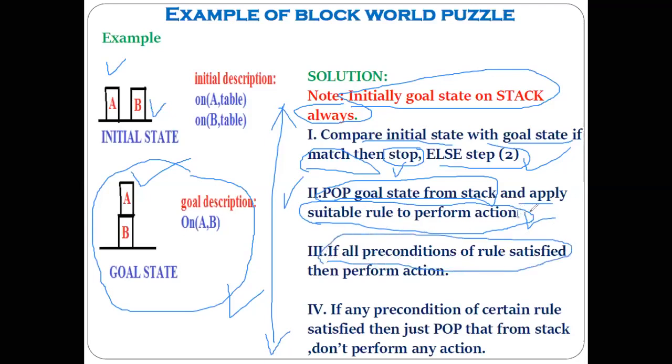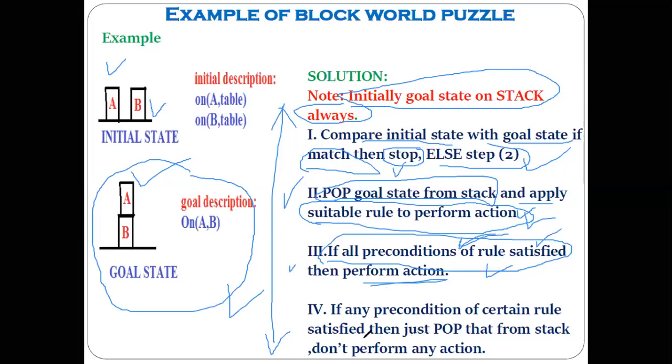Now, this that we said, that we can perform the action, when can we perform this action? Only if all the preconditions of that rule are satisfied, only then can we perform the action. Very important point this. Understood? Yes. When an action can be performed, only when all preconditions are satisfied. Third point understood?